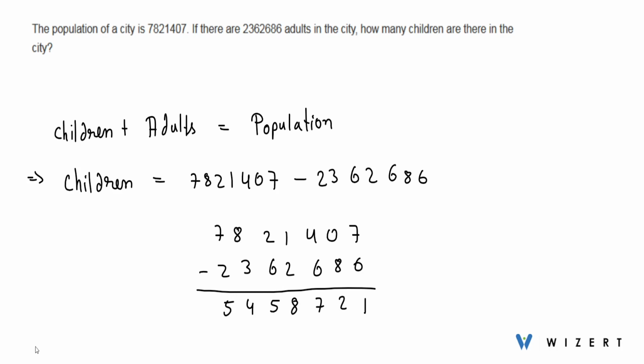So number of children will be equals 5458721. So this will be our final required answer.